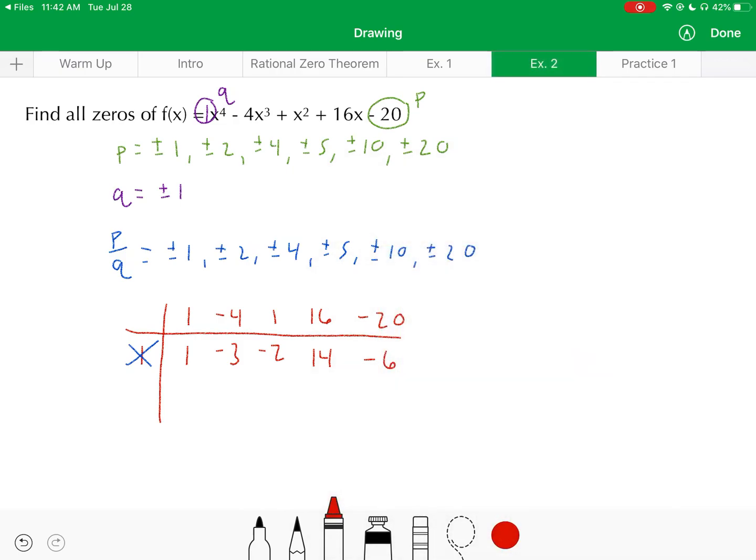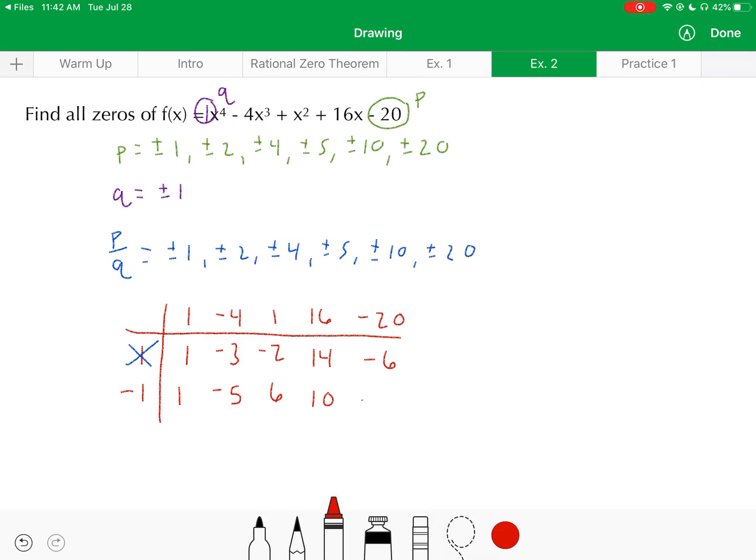Okay. Next, I'll try -1. Bring the 1 down, the first coefficient. Take 1 and multiply it by the -1. You get -1. Add that with -4, your next coefficient. You get -5. Take -5, multiply it by -1. You get 5. 5 plus the next coefficient of 1 gives you 6. 6 times -1 is -6. Add it with 16, you get 10. 10 times -1 is -10.